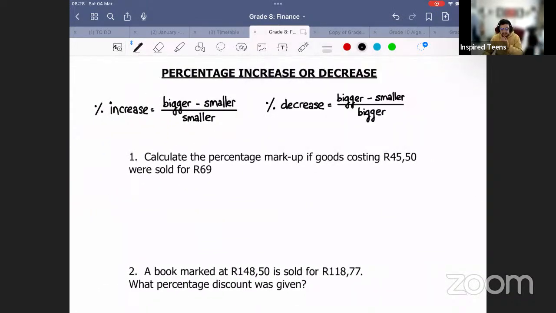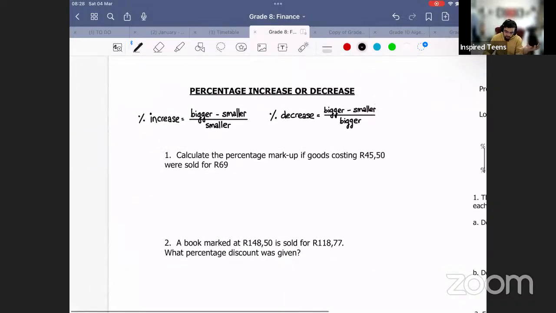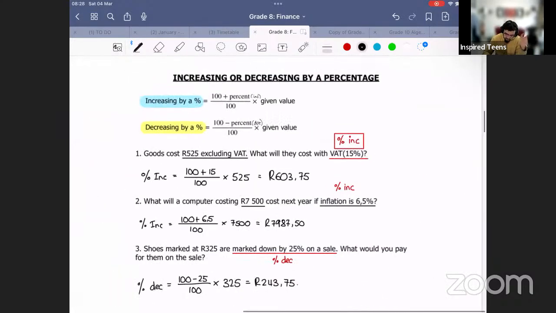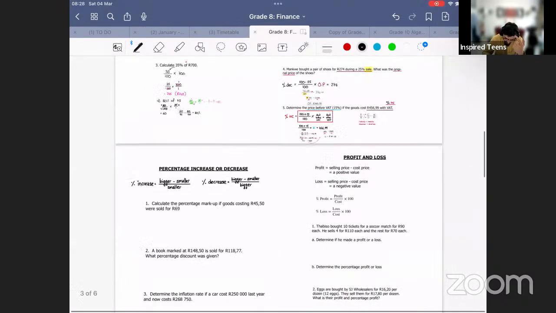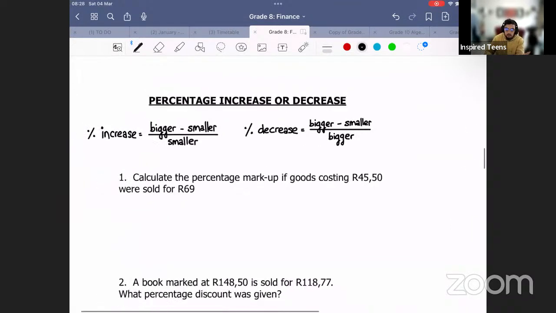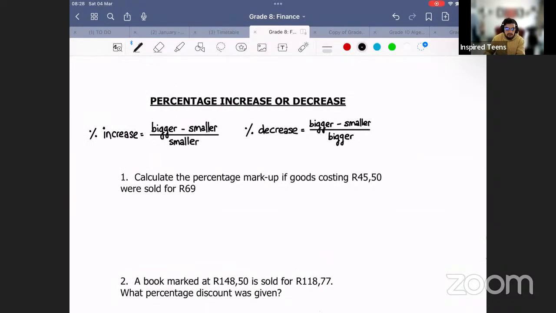Okay, so percentage increase or decrease. I know it might seem like we just did percentage increase or decrease, but we actually did increasing by a percentage. We took a value and increased it by a percentage. Here we are going to calculate. We are given two values, before increase and after increase, or before decrease and after decrease, and we are asked to calculate the value of that percentage increase.